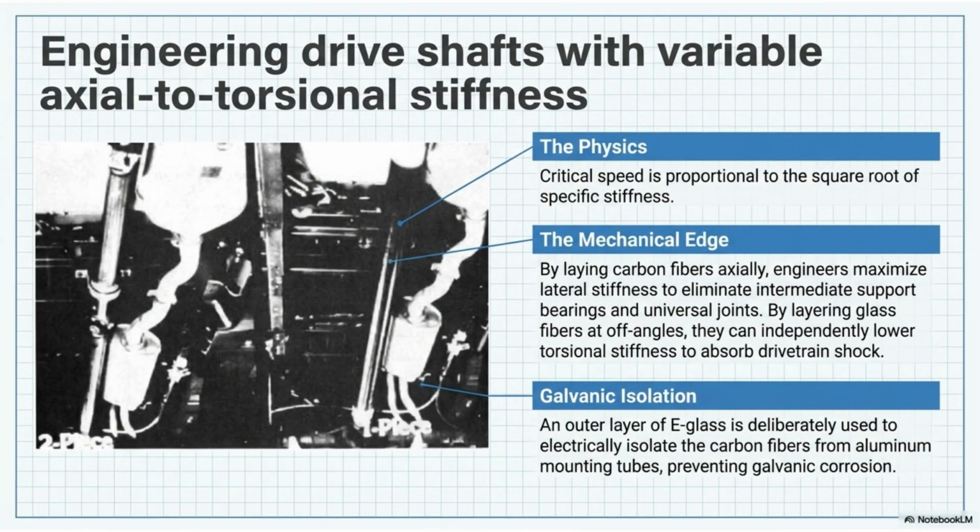Engineering drive shafts require variable axial to torsional stiffness. Critical speed is proportional to the square root of specific stiffness. By laying carbon fibers at off angles, engineers maximize lateral stiffness while independently lowering torsional stiffness to absorb drivetrain shock. An outer layer of e-glass provides galvanic isolation.